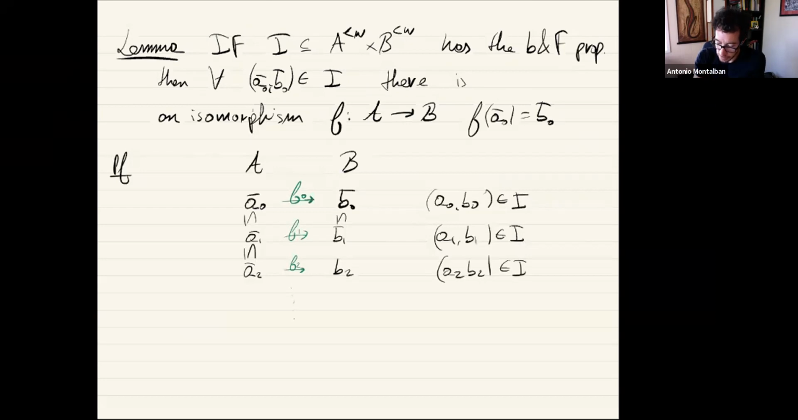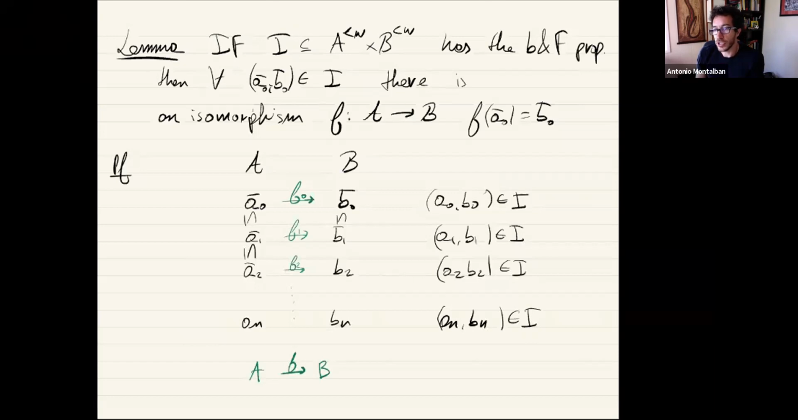I'm going to end up with an F up here from A to B. There's going to be a bijection. And along the way, all the tuples we define along the way, AN and BN, they always belong to I.